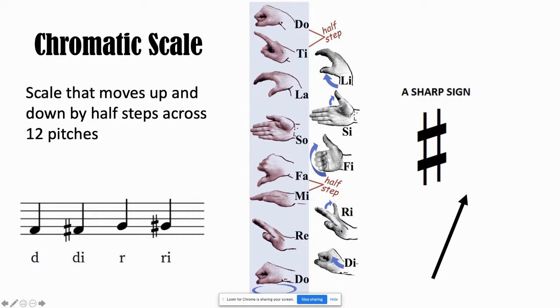A half step above re would be mi. And we already know there's a half step between mi and fa. A half step above fa would be fi. Half step above fi would be so. If I put a sharp next to so, it would be si. And then I'm up to la. A half step above la would be li. And then ti, and then a half step up would be do. This is what an ascending chromatic scale sounds like.